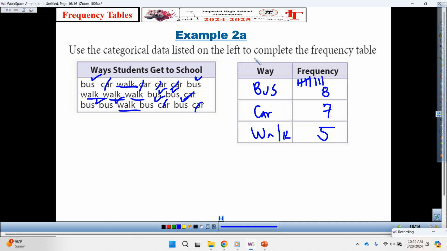Why only one way? Because it's going only one way. It's going that way. Only what? One way. Now, question. Look at the context was ways students get to school, and look at the data that we found. Tell your neighbor a statement that you would write for that data. What is the statement that you would write for that data? Statement.